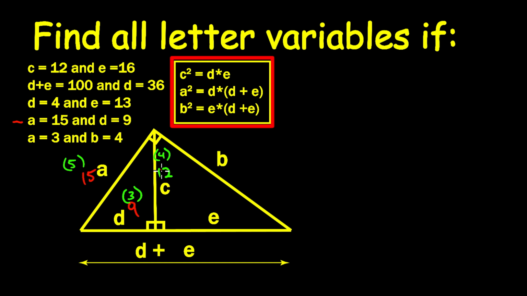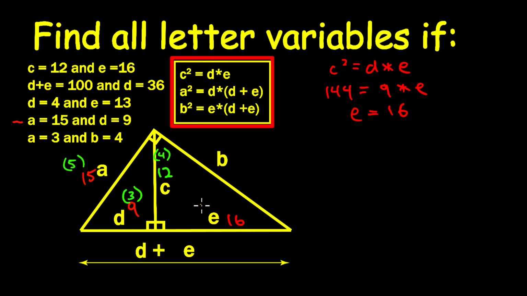Now from here, we could either use the first formula with C and D to get E, or we could use the second formula with A, D, and E, A and D to get E. The first formula is simpler, so we'll use that. So then C squared equals D times E, or 144 equals 9 times E, and then E is 16. So this is 16 here.